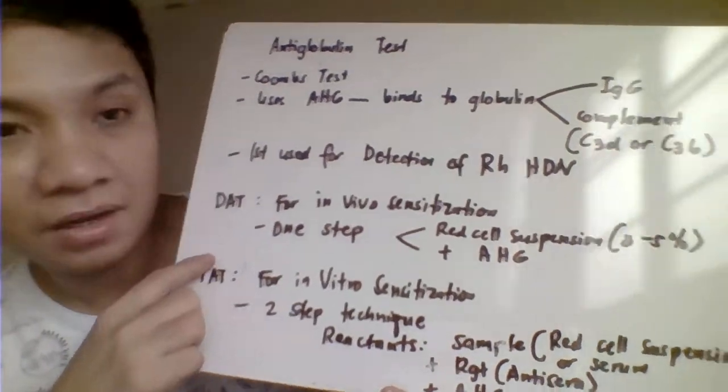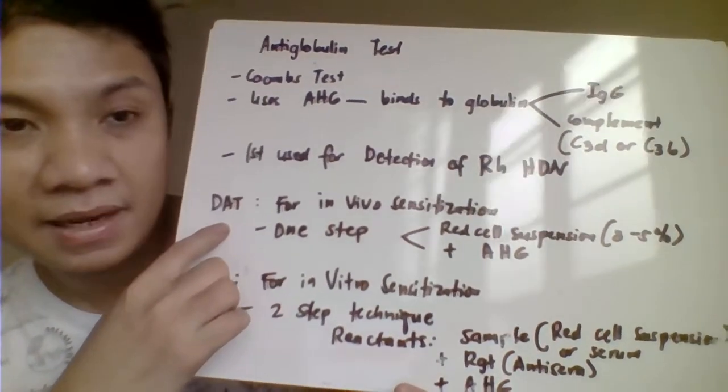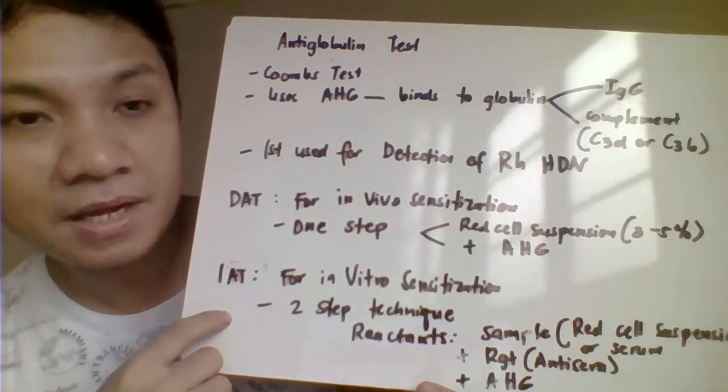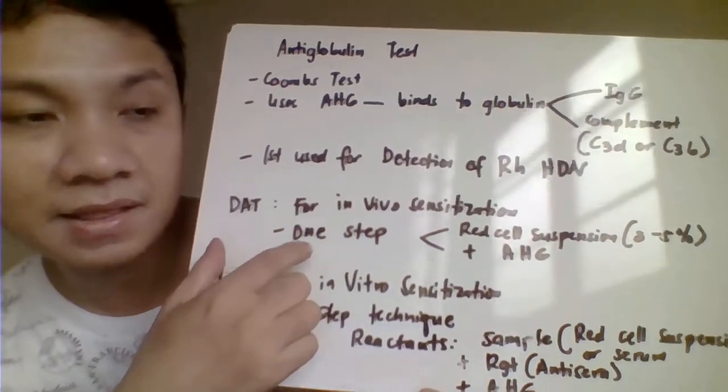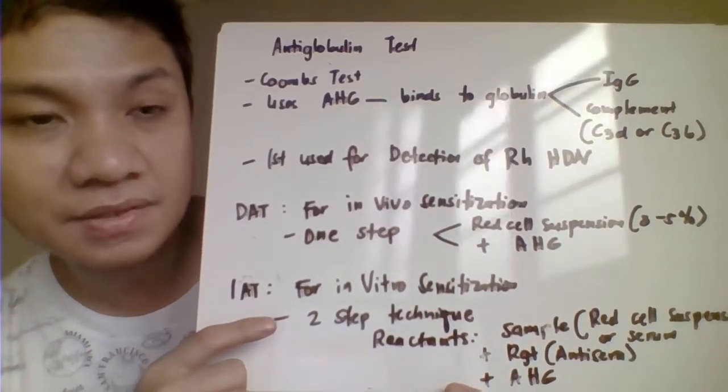Okay, so your Coombs test was first used for the detection of your Rh hemolytic disease of the newborn. We have two types of your Coombs test: the direct anti-globulin test and the indirect anti-globulin test. What is the difference between the two? Your direct anti-globulin test is basically for the detection of your in vivo sensitization.